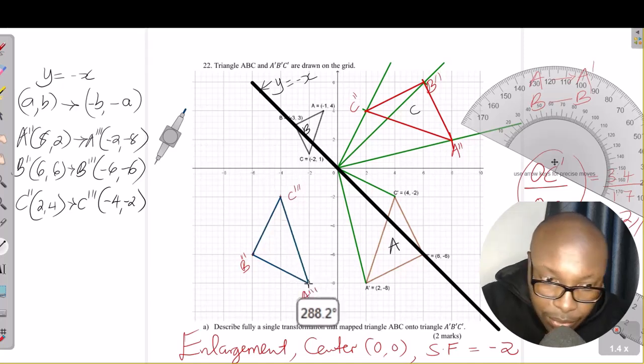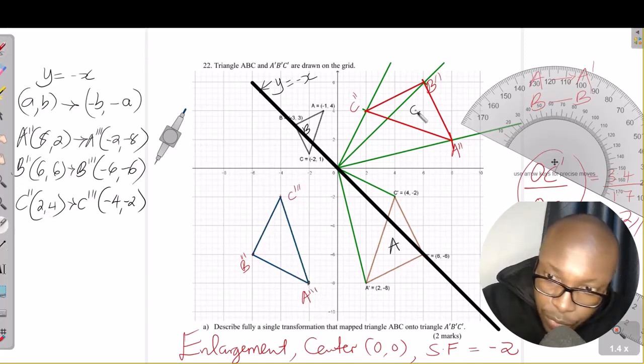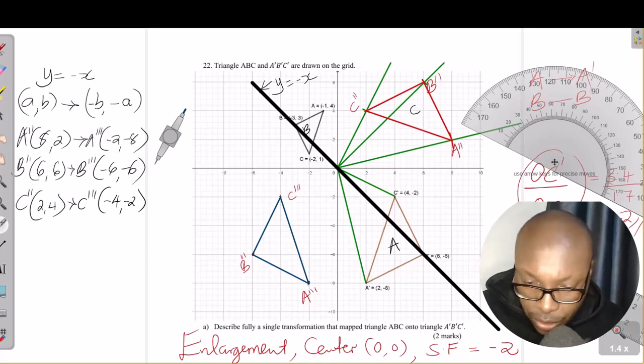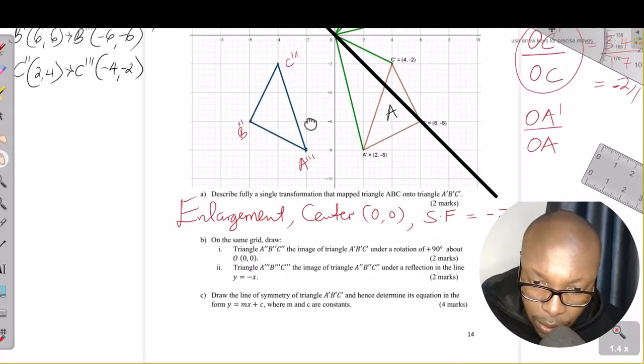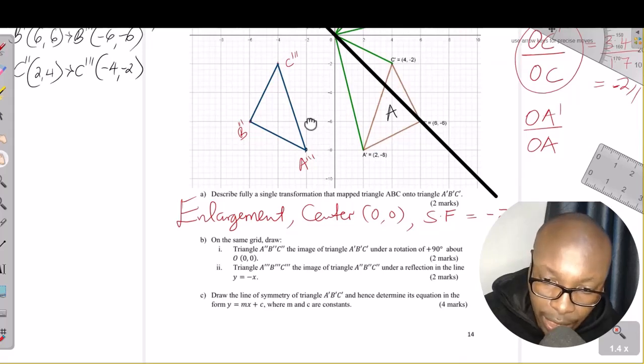Actually, you can see now the object and the image. So this is the triangle. After it has been reflected in that line, y is equals to -x, we get it here. So that is basically how you're supposed to solve that part. We go to the last part. Draw the line, that is part C.